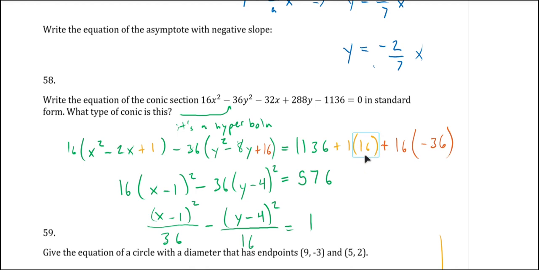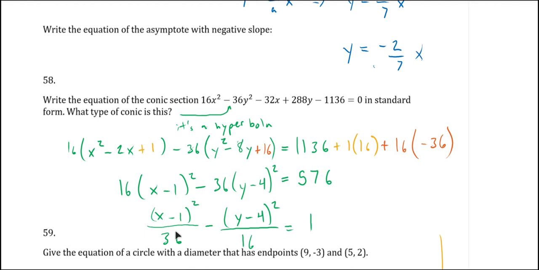So let's balance that over here. And here I want to take half of 8 and square it. That's going to give me 16. But I've really added negative 36 times 16, so let's put that over here. Now, when I add up all the terms on the right-hand side, I get 576. And to put this in standard form, I want to divide by 576 on both sides.